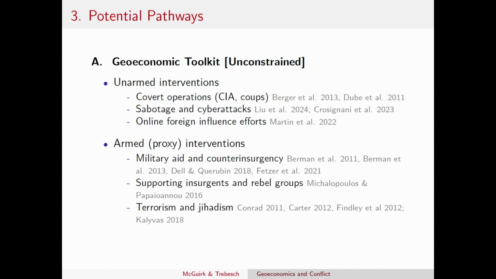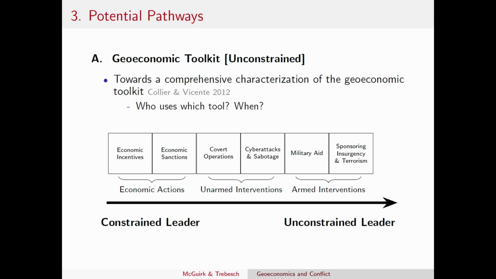And then moving on to the most aggressive, short of all-out war. So armed interventions, or at least armed interventions via proxy groups. So military aid and counter-insurgency efforts if it's in favor of the state, or supporting insurgents themselves and rebel groups if you're on the side against the state. We're also interested in state-sponsored terrorism and jihadism, and drawing those lines between states and terrorist groups.